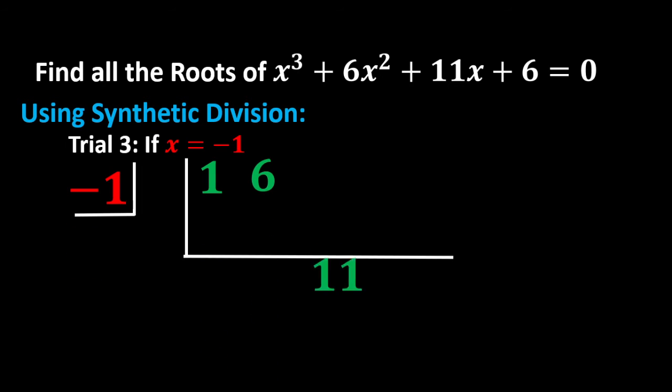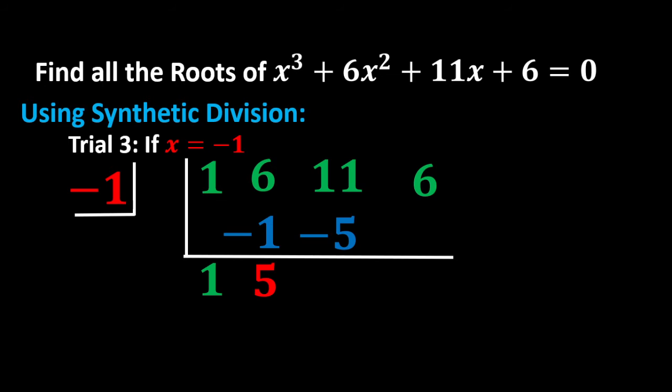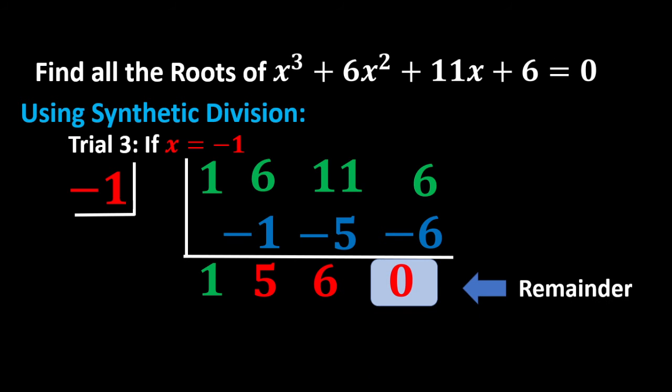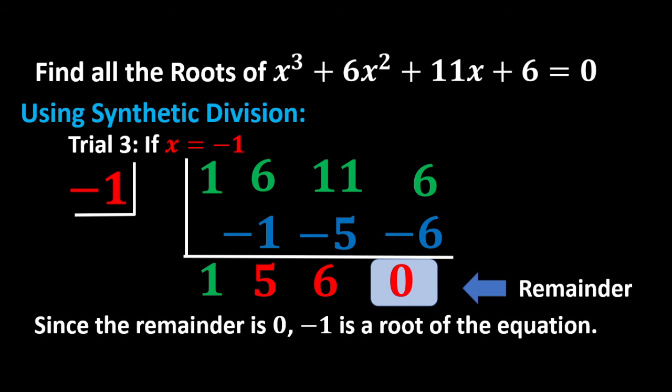We have 1, 6, 11, and 6. Bring down 1. 1 times negative 1, negative 1. 6 minus 1, 5. 5 times negative 1, negative 5. 11 minus 5, 6. 6 times negative 1 is negative 6. 6 minus 6 is 0. Since the remainder is 0, then negative 1 is the root of the equation. Okay? Itong negative 1, kapag pinactor mo, magiging x plus 1.